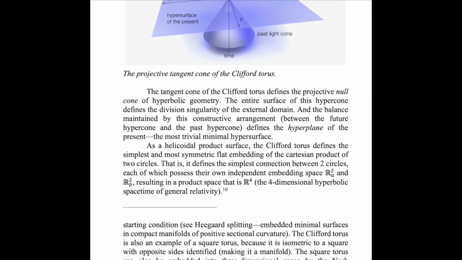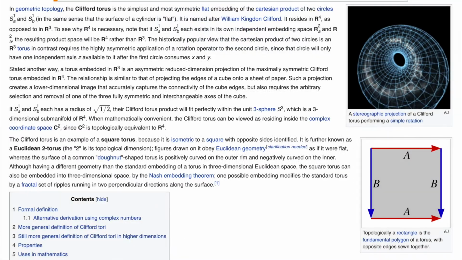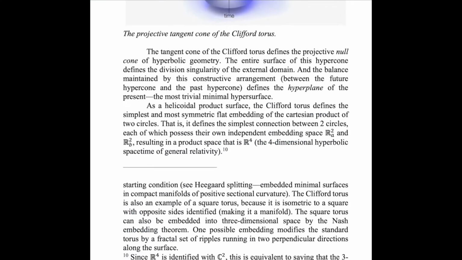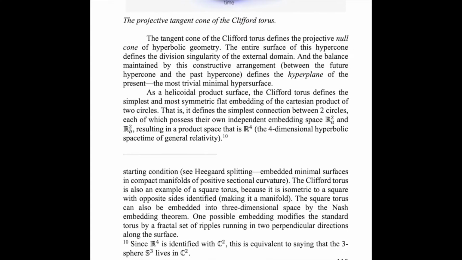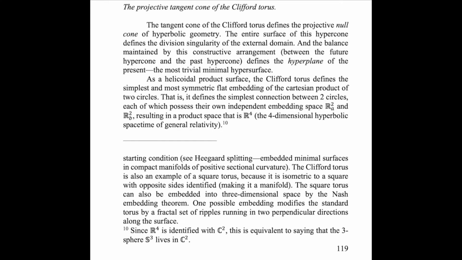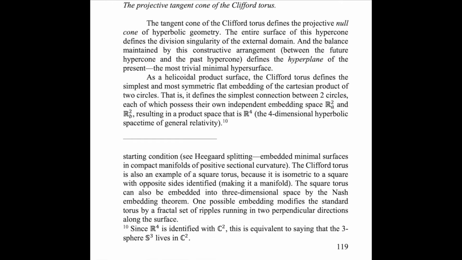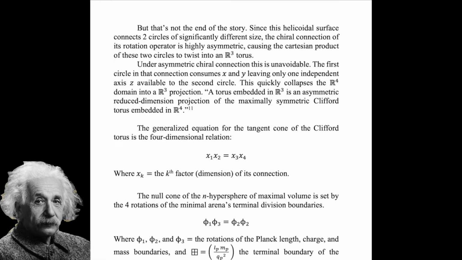As a helicoidal product surface, the Clifford Torus defines the simplest and most symmetric flat embedding of a Cartesian product of two circles. That is, it defines the simplest connection between two circles, each of which possess their own independent embedding space, resulting in a product space that's R4, the four-dimensional hyperbolic spacetime of general relativity. But that's not the end of the story.